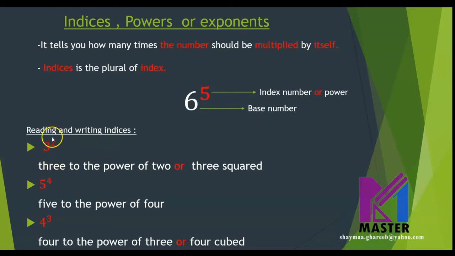What do you notice here? When the power is 2, I can read it two ways. I can use the word squared, or I can read it the normal way by reading the base number, then the power, 3 to the power of 2. And also, when the power is 3, it has two ways of reading. I can read it as to the power of 3, or using the word cubed. Is this clear?